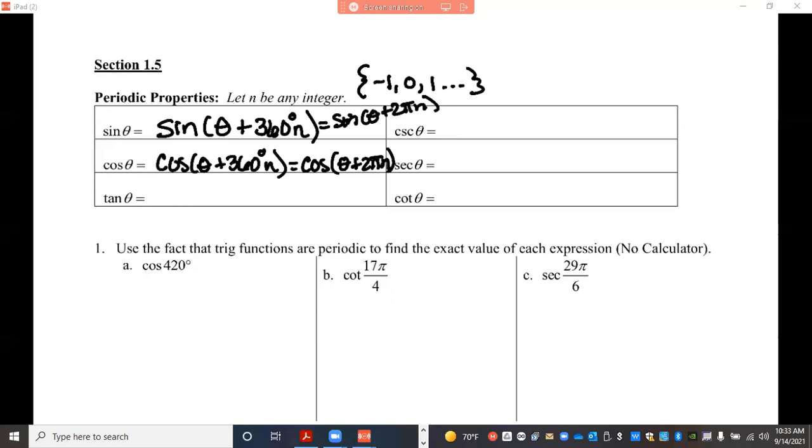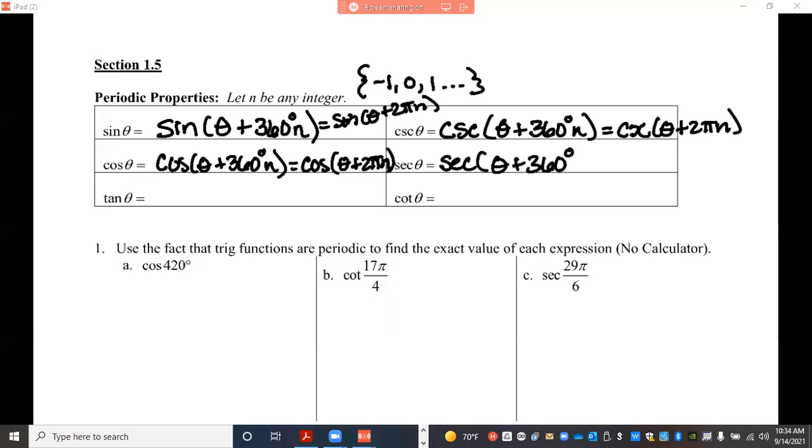Its reciprocal functions have the same period as sine and cosine. So for cosecant, it's the same as the sine: the cosecant of theta plus 360 degrees times n, or in radians, the cosecant of theta plus 2 pi n. And again, the same thing with the secant. It's going to have the same properties as its reciprocal cosine. So that's going to be your secant of theta plus 360 degrees times n, which is equal to the secant of theta plus 2 pi n.